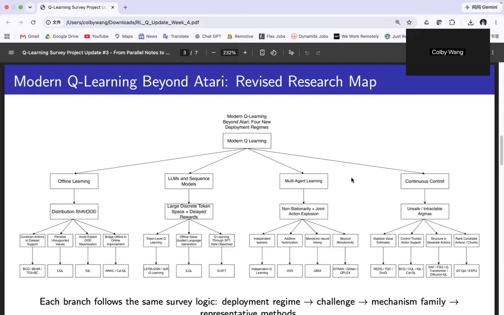For example, BCQ, CQL, IQL, and CalQL appear naturally in offline IL, but they're also highly relevant to continuous action spaces because they determine which actions a critic can safely trust. The map gives us a shared language for the survey: deployment regime, then challenge, then mechanism family, then representative methods. That is much more useful than a long chronological list of algorithm names.